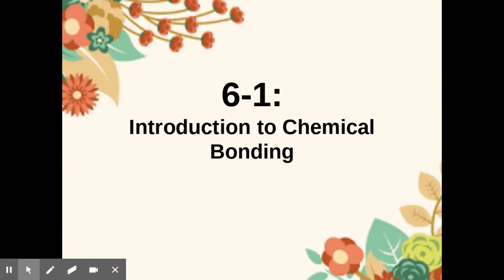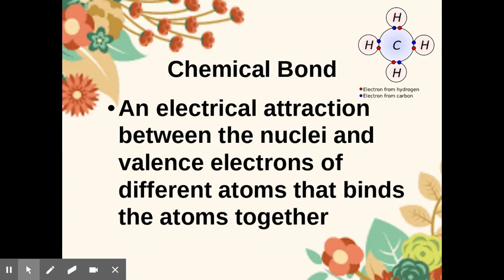In 6.1, we're looking at chemical bonding. We're going to look at different types of bonds, why atoms might want to bond, and how those might affect the properties of different molecules and compounds. So first of all, what is a bond?